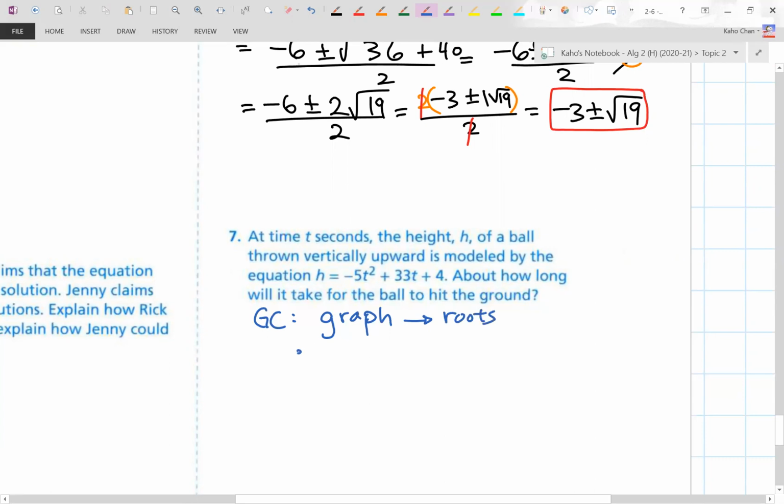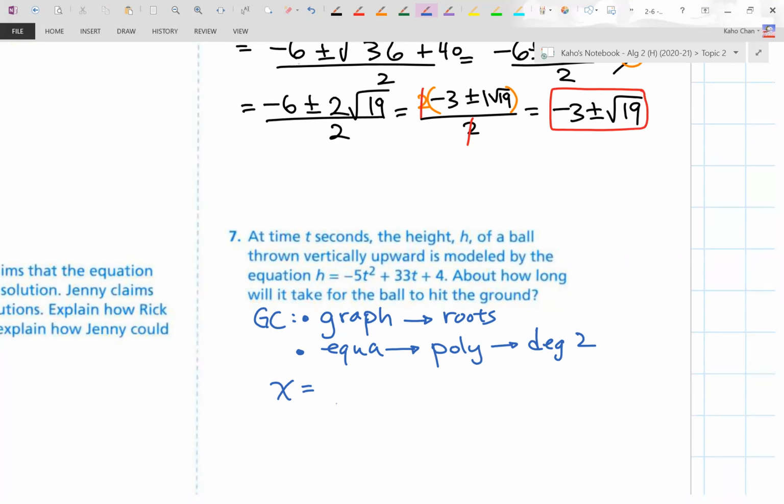Another way of doing this problem is using the equation editor. Put it in as a polynomial and let the calculator know its degree of 2. We know this is going to be a decimal. When you plug all that stuff in and solve for time, you pick the value that is positive. You don't want to pick the negative one. The answer you should get is 6.72 seconds.